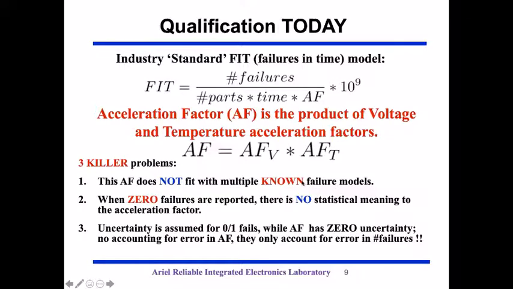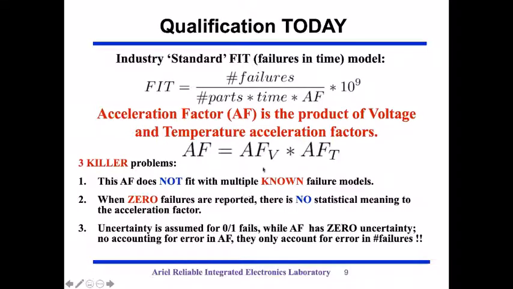If you look at what industry publishes, they make up some mechanism which they don't even see in the industry, and it has a very high acceleration factor, of course, because if you make a very big number down here, this number becomes very small, and you can show your customers a very nice, reliable product without having any knowledge of what's going on. Second, when 0 failures are reported, there's no statistical meaning, as we said.